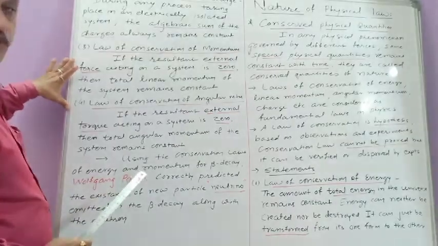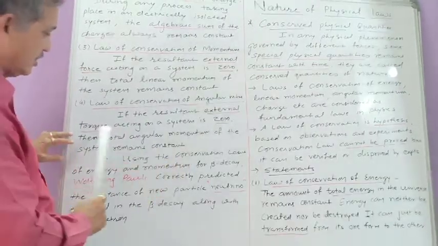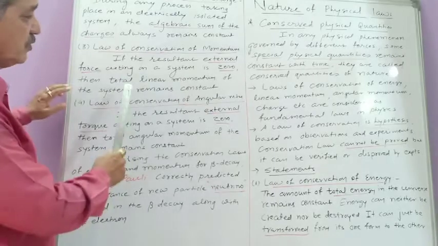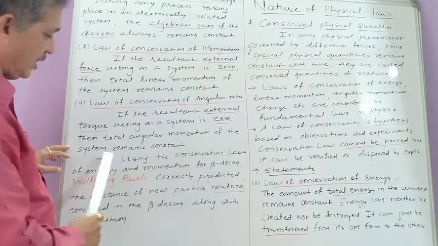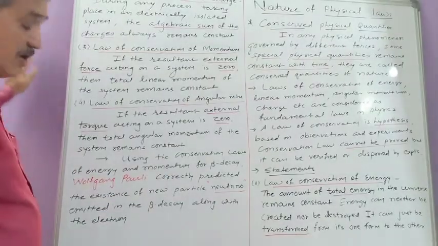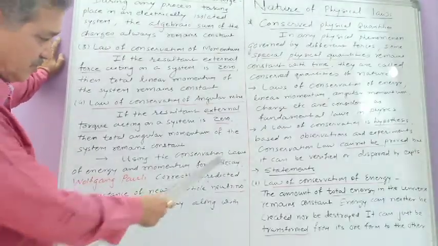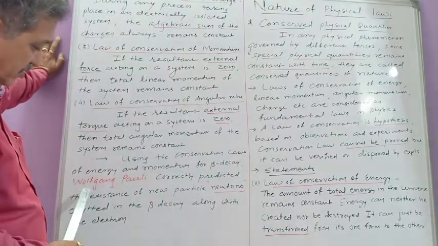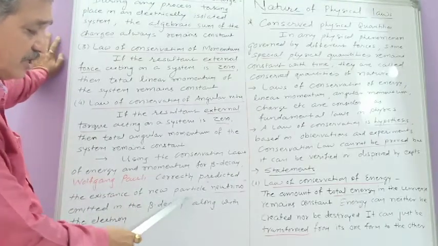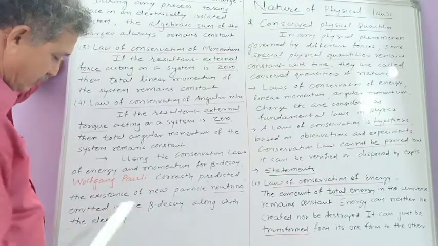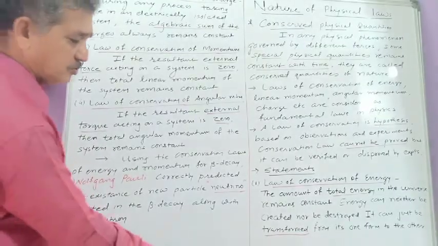What is the main difference between these two? Here the external force acting on the system is zero. Here the external torque acting on the system is zero. Because of which here the total linear momentum of the system remains constant, and here the total angular momentum of the system remains constant. And remember, using the laws of conservation of energy and momentum for the beta decay, a scientist named Wolfgang Pauli correctly predicted the existence of a new particle, as you know, the neutrino, emitted in the beta decay along with the electron. So you have to remember this also.